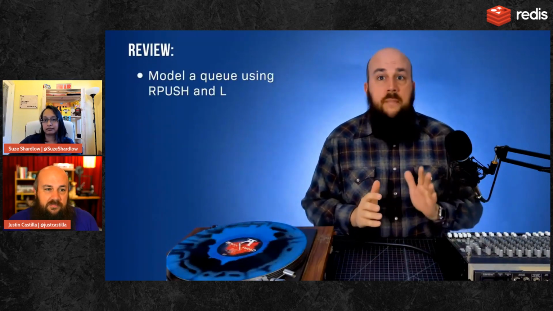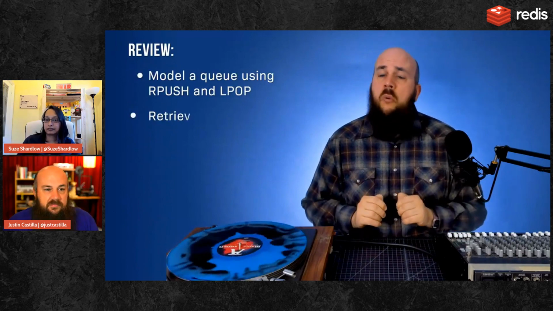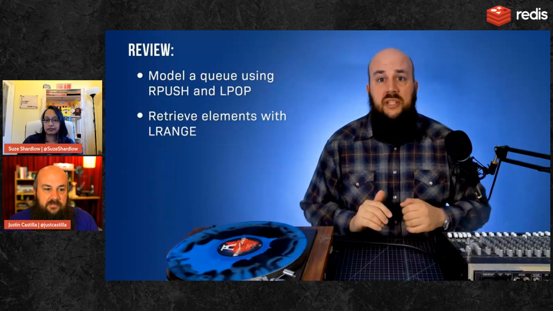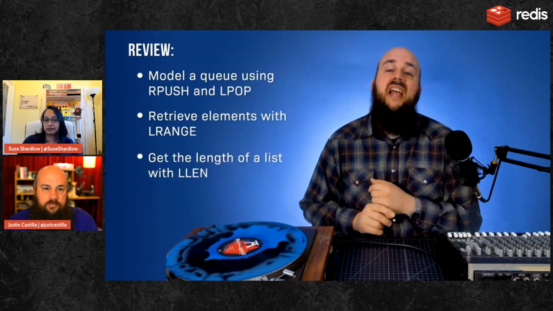Okay, let's review what we've covered in this segment. We've learned how to model a queue using a list and its rpush and lpop commands. We learned how to get the first 5 elements from a list with lrange. We've also learned how to get the length of a list using llen.